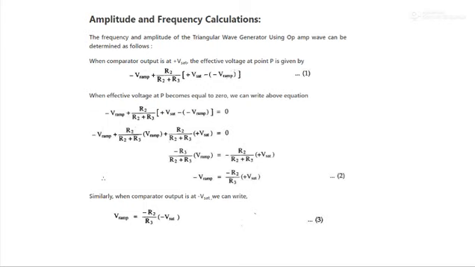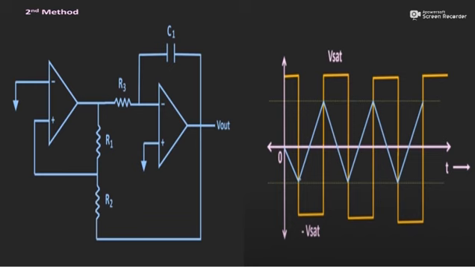And finally, we are going to find the frequency of the signal. Here is the amplitude and frequency calculation. We can compare: the comparator output voltage is at plus V saturation, the effective voltage at point P. So this is the effective voltage at point P.